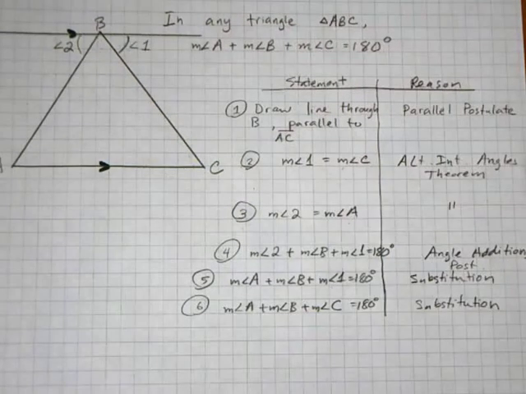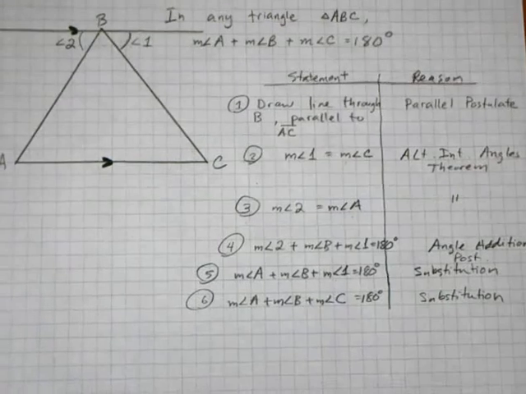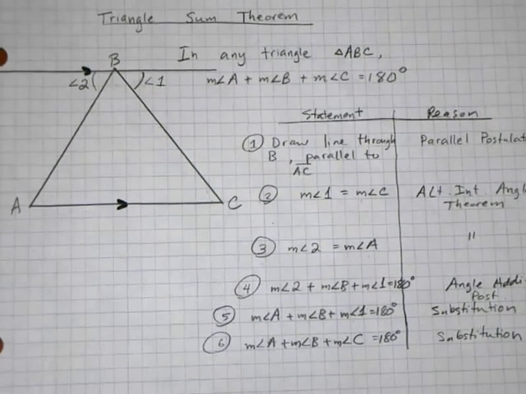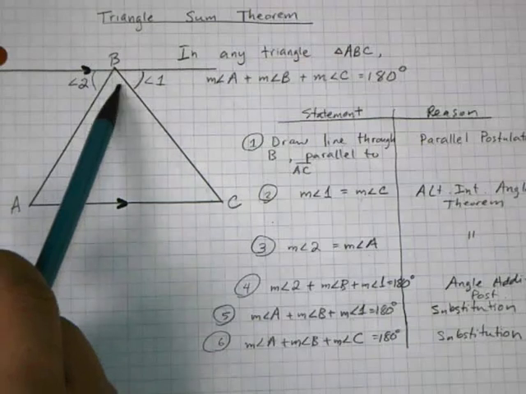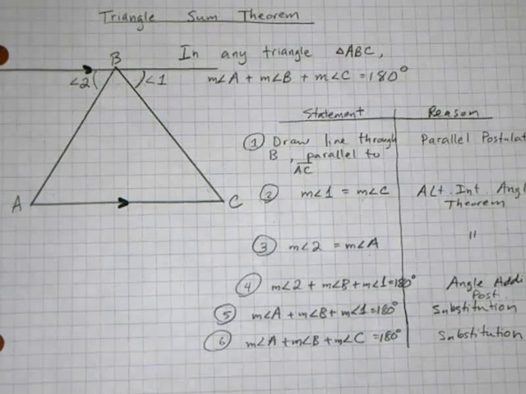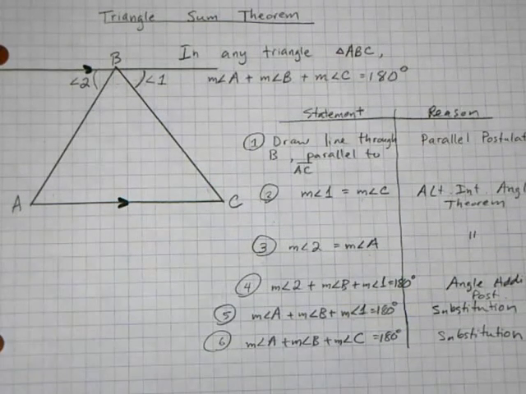Okay, and there you have it. This is the proof of the triangle sum theorem, saying that a triangle has to have 3 angles that add up to 180 degrees. This is actually not a postulate. It's not something that's just always true. It's an actual theorem that we can prove using the steps that I have outlined here.